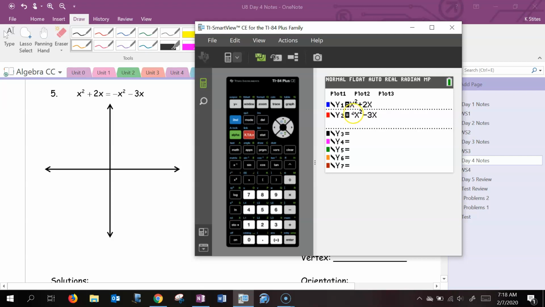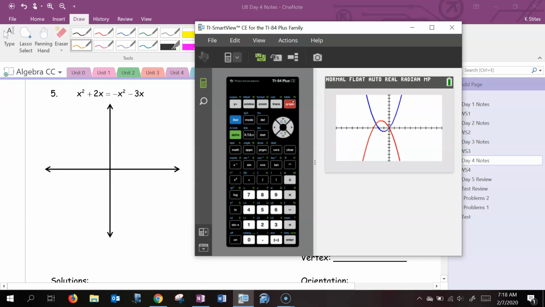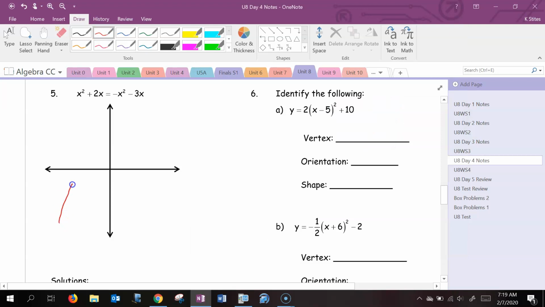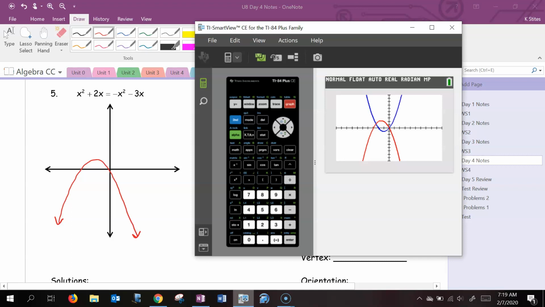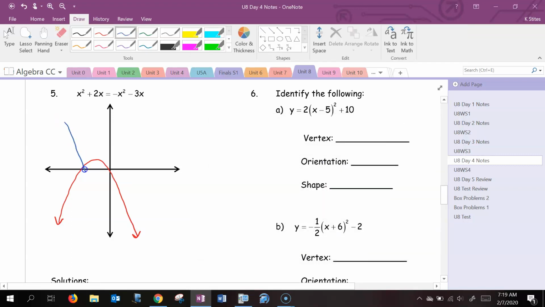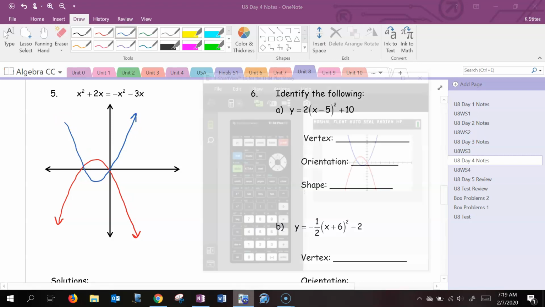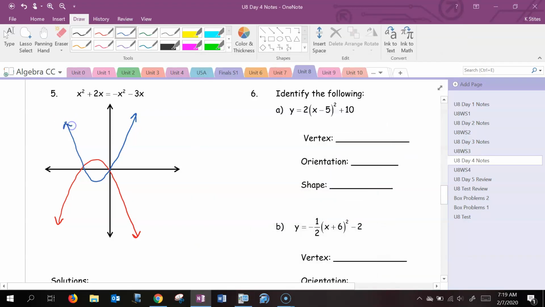Notice the -x², you're using the negative button. And then minus 3x, you're using the minus. Okay, if you don't do that, you're going to get a different graph. All right, well, so the way I would draw this is one parabola at a time. Okay, so you've got one that looks like that. And you've got one that looks like that. Okay, and they do intersect in 2 places.